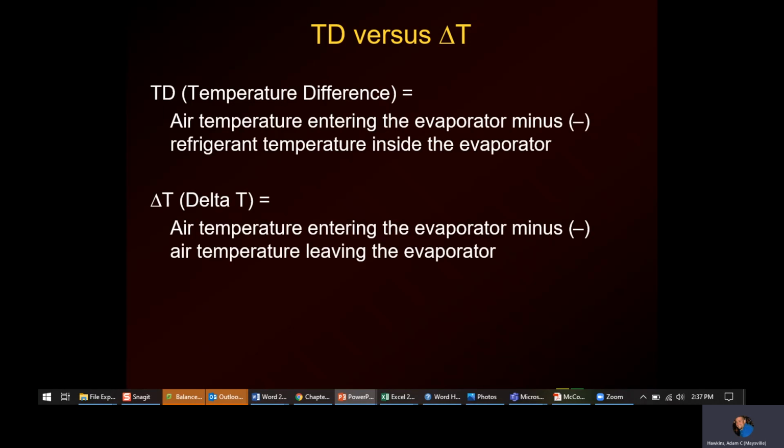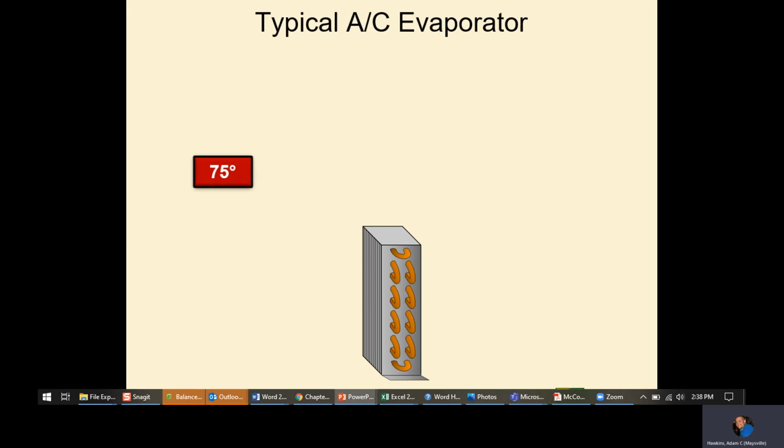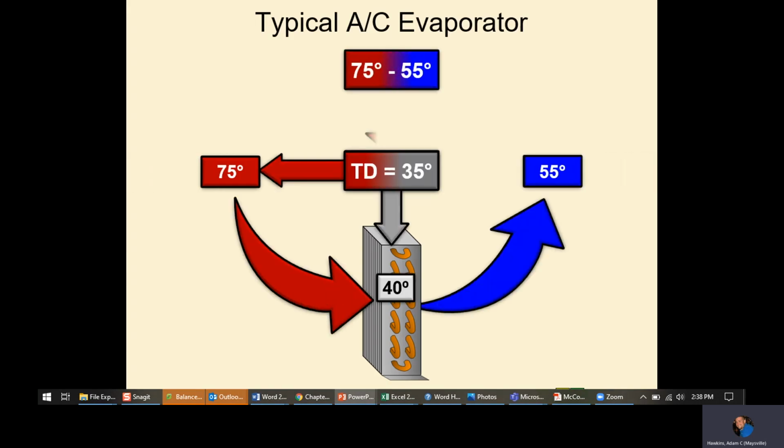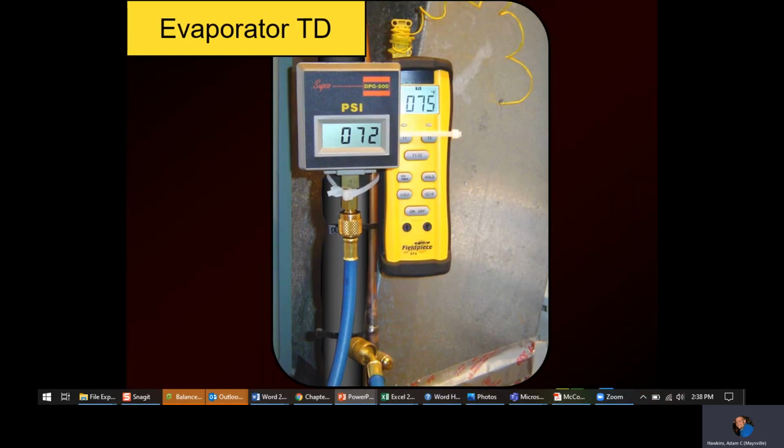TD versus delta T. So TD is your temperature difference, which is your air entering the evaporator or your return, minus the refrigerant temp inside. And usually that's 30 to 35 degrees, let's say. Delta T is your return minus your supply. And that's going to be 18 to 22 is where I kind of like to hold that. Like I said, it's going to vary, but they're averaging it at about a 20-degree delta, and that's fine.